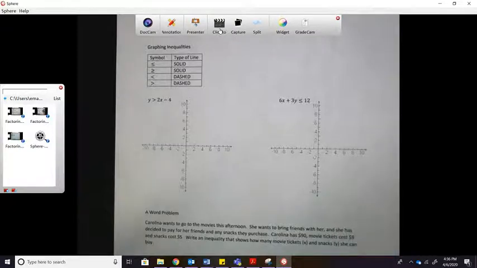Today we're going to start with graphing inequalities. This first video is just going to be about graphing one inequality, and I'm going to post a second video about graphing systems of inequalities. Then you can go ahead and do the optional homework, which is also on the Google Classroom.